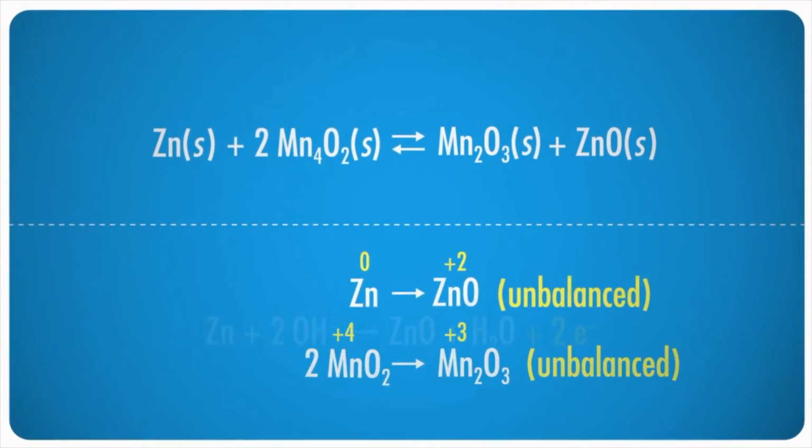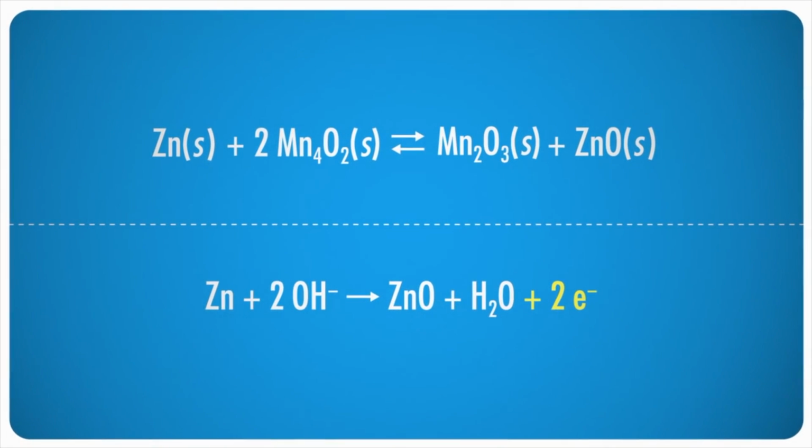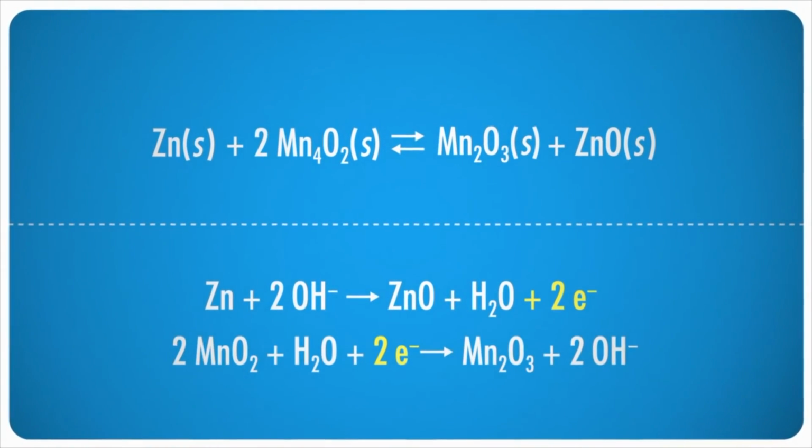When we balance these half reactions, we see that 2 electrons are released during the oxidation of each zinc atom, and 1 electron is consumed by each manganese 4+ atom. The water and hydroxide ions, by the way, come from a solution of potassium hydroxide, which is a basic or alkaline compound, which is why we call lots of batteries alkaline batteries.